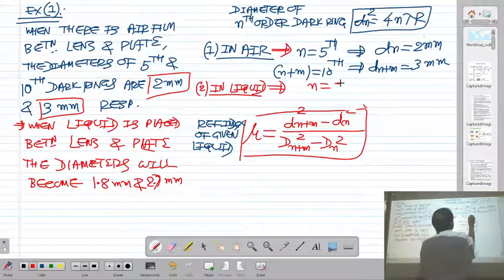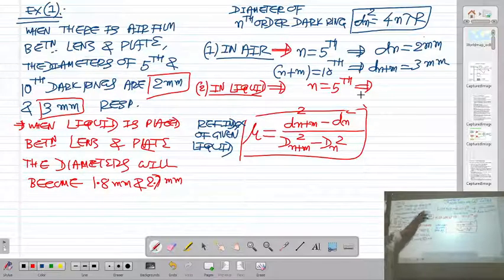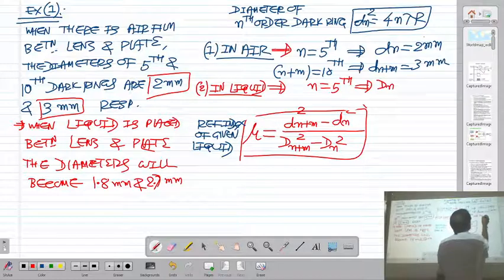So I write here, second, in liquid the diameter of the fifth dark ring is 1.8 mm instead of 2 mm. In air, the diameter of the fifth ring was 2 mm, but in liquid, the diameter of the fifth ring is 1.8 mm.